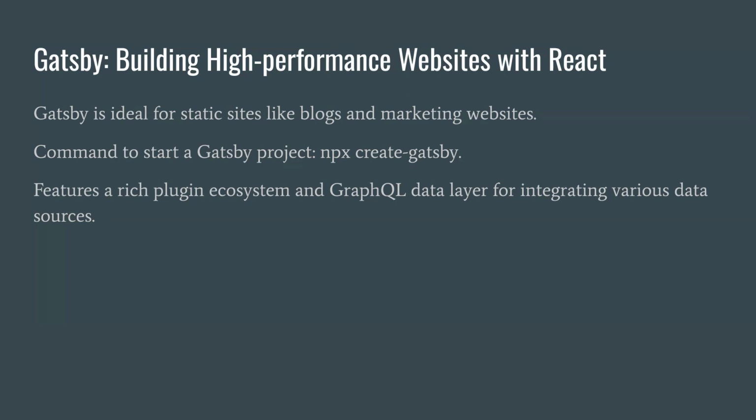Gatsby's strength lies in its plugin ecosystem and its data layer, especially the data layer powered by GraphQL. This combination allows you to pull data from virtually anywhere, like Markdown files, CMSs, and APIs, and render it into fast, optimized static pages. Gatsby sites are known for their speed, SEO friendliness, and scalability, making them an excellent choice for content-driven projects.